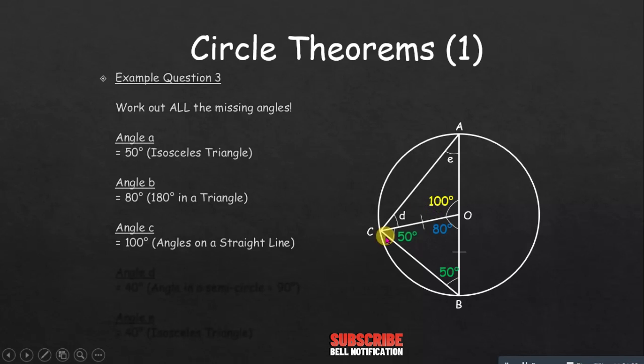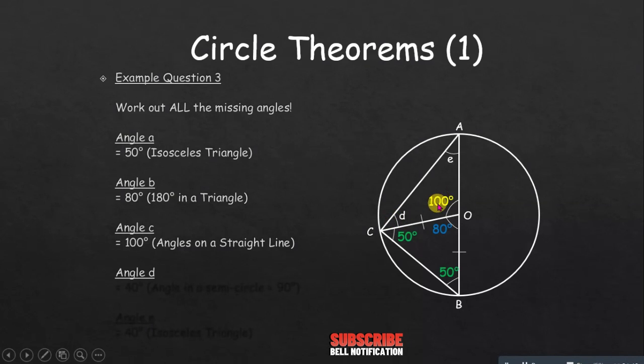So if that is angle D, we also know that D and E are equal. Let me put it that way. D and E are equal because they are also what? Isosceles triangle ACO. This is a radius and this is also a radius. So it means this E and this D are equal.